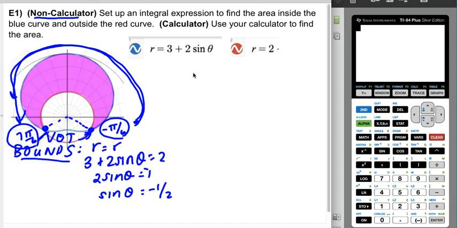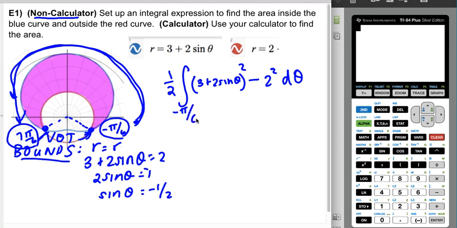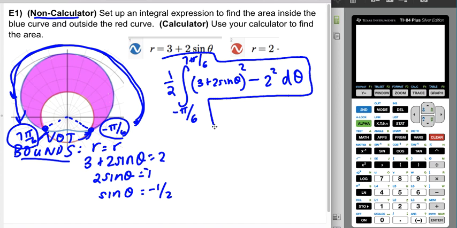So the part I'm going to do by hand is what I want: 1/2. The little red one is r equals 2, right? So 1/2 the integral of big R, so 3 plus 2 sine of theta squared, minus the little r squared, and I would definitely just leave that as a 2 squared, with respect to theta, and I'm integrating from negative pi over 6 to 7 pi over 6. So this is my integral expression for the area. This is the stuff that I have to do by hand myself. I have to find the bounds.